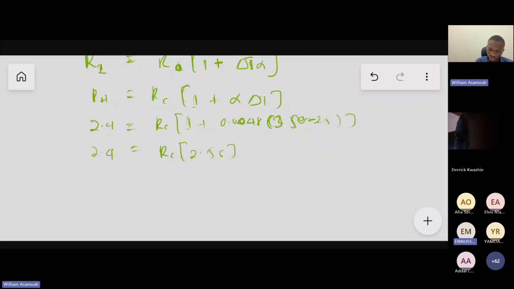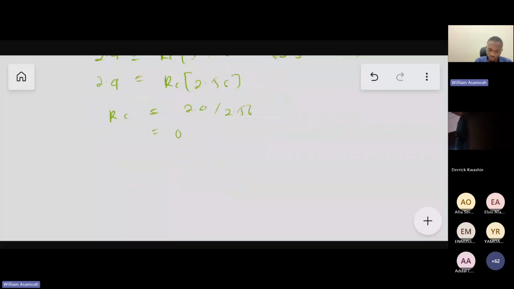Great. So that means that RC will be equal to 2.4 over 2.56. And that's 0.937. Please, we understand. So that would be 0.94.